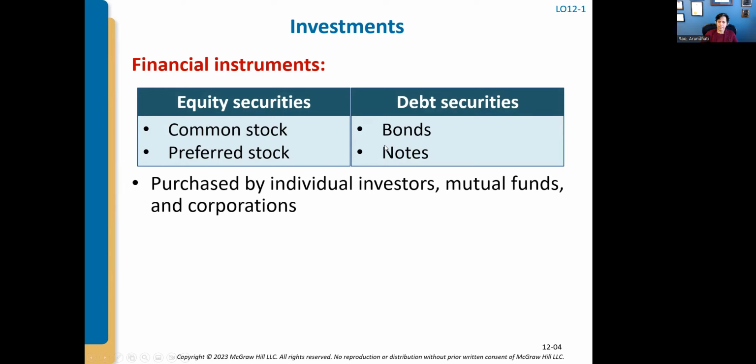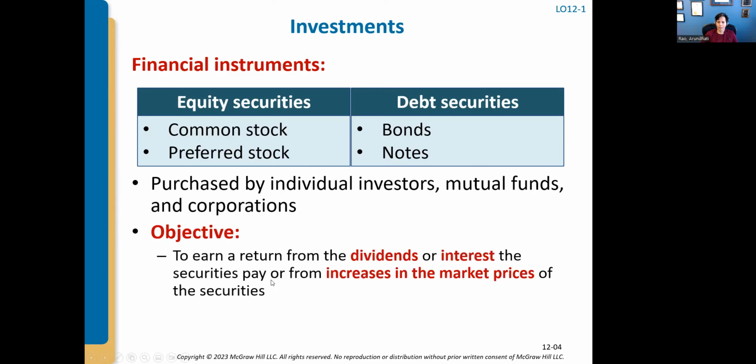So who buys these stocks and bonds? It could be individual investors, mutual funds, or corporations. And in this chapter, we're looking at corporations. I'm a corporation, and I'm looking to buy stocks and bonds of another company. So why would we do this? Why would anyone want to buy stocks and bonds of another company?